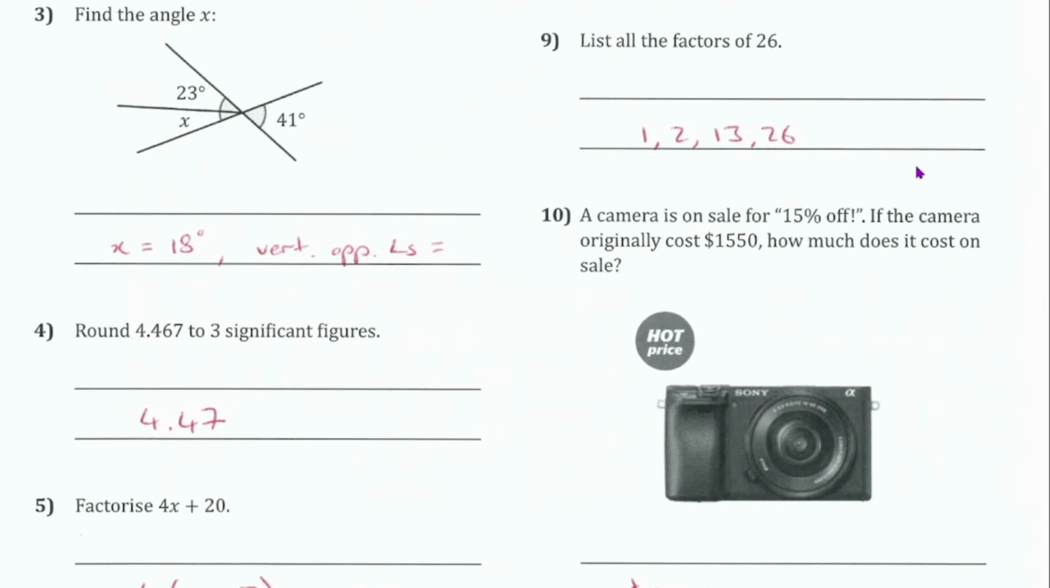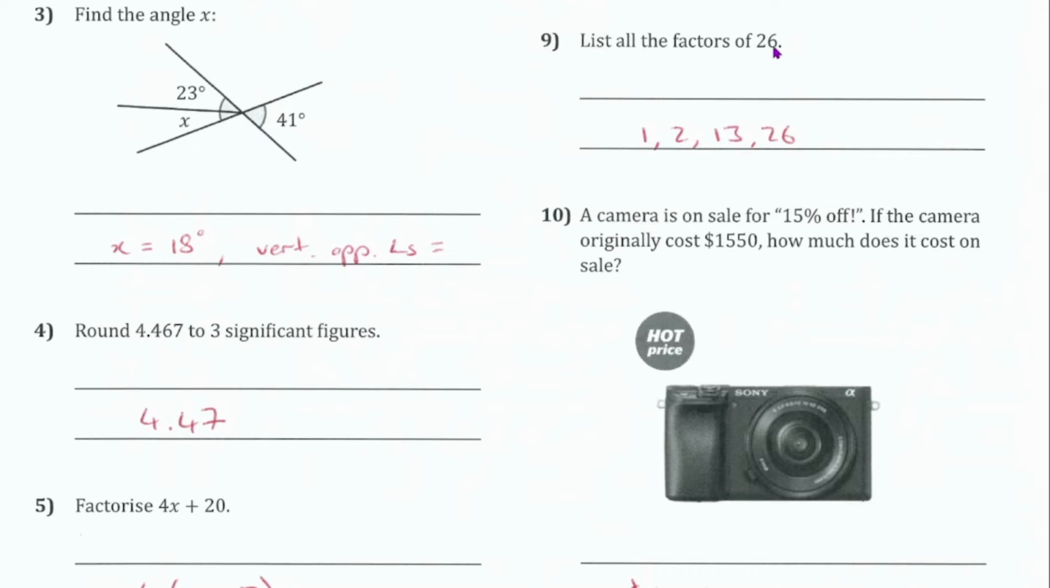List all the factors of 26, so we're looking for numbers that can be multiplied together to make 26. The easy one is 1 times 26. So both 1 and 26 are going to be factors because the number itself and the number 1 are always going to be factors of our numbers. If it was a prime number, those would be the only two.